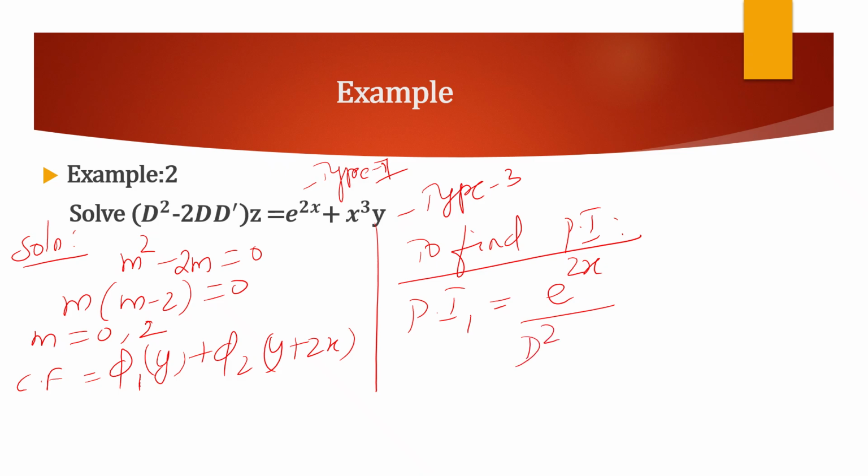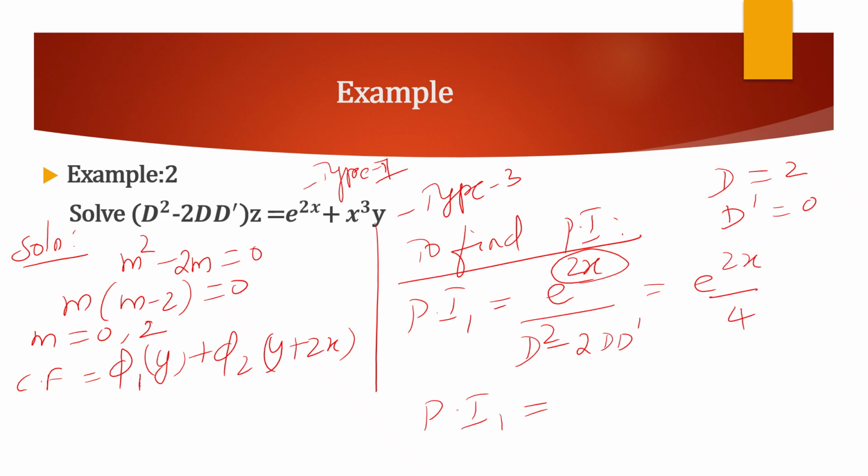In the denominator we have the function of D and D dash as D square minus 2 D D dash. For a type 1 function we know that we replace D by a and D dash by b. So here D is replaced by 2 and D dash is replaced by 0, because we have ax plus by as 2x only, meaning a is non-zero and b is 0. Replacing D by 2 and D dash by 0 in the denominator, we get simply e power 2x by 4. So our particular integral 1 is e power 2x by 4.